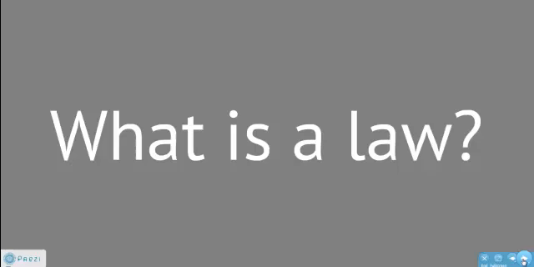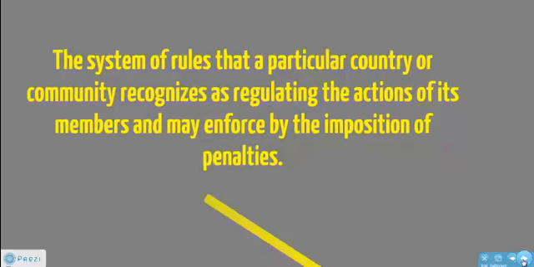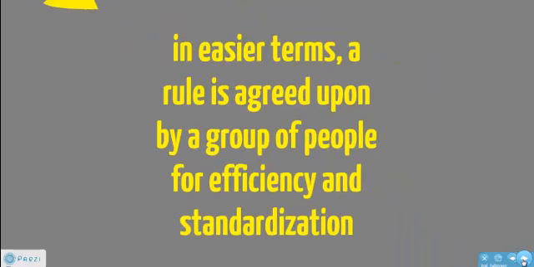What is a law? A law is a system of rules that particular countries or communities recognize as regulating the actions of its members, and may be enforced by the imposition of penalties. In other words, a law is a rule that is agreed upon by a group of people for efficiency and standardization.